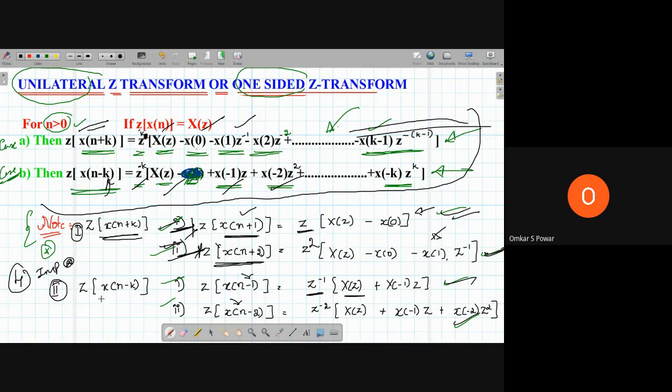So the second thing, for the z transform of x(n minus k): the z transform of x(n minus 1) is equal to z to the power of minus 1 into X(z) plus x(minus 1) into z.